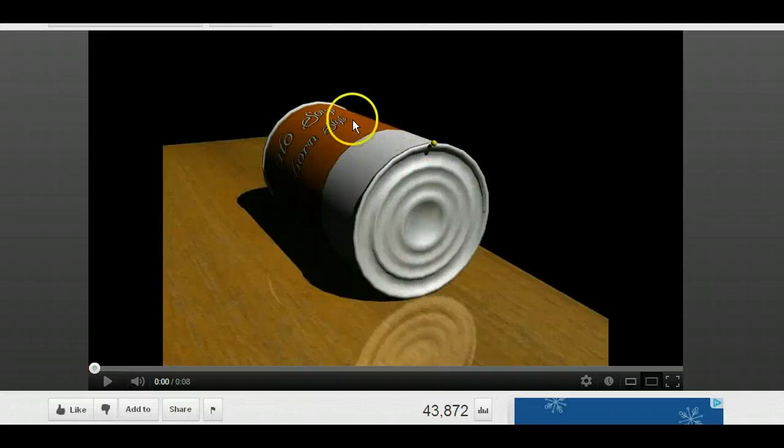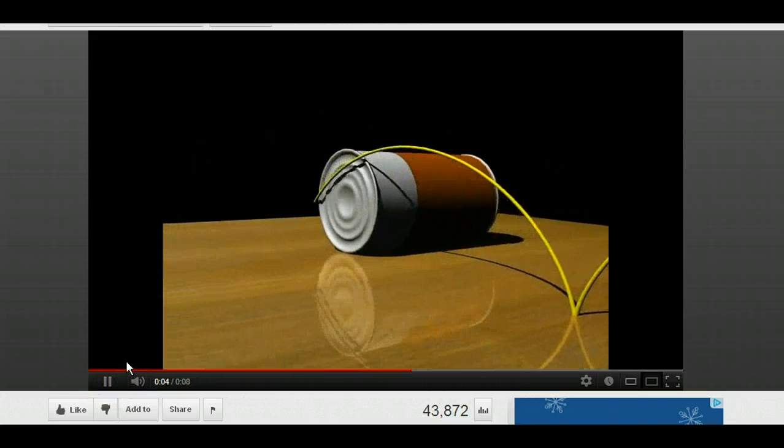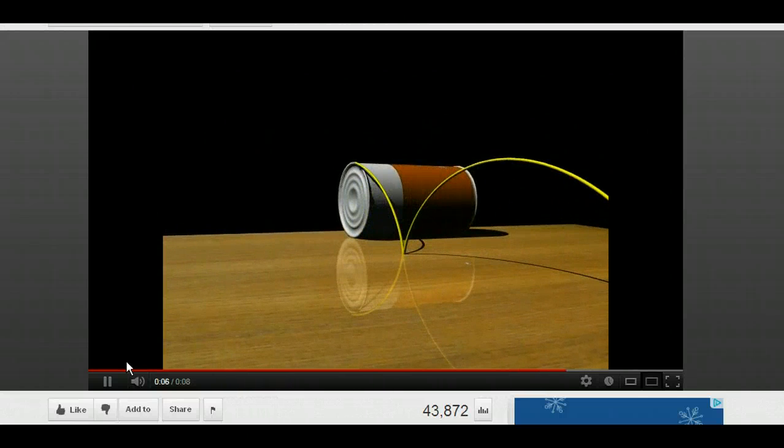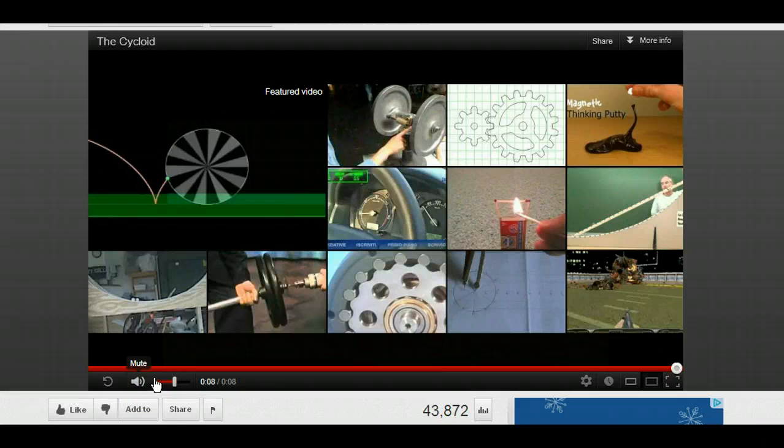So if we look at this, here's a soup can, and here's the pin that we're going to follow. So if we play this, if we follow that pin, it creates that curve. Whoop. We'll go back and watch it one more time.